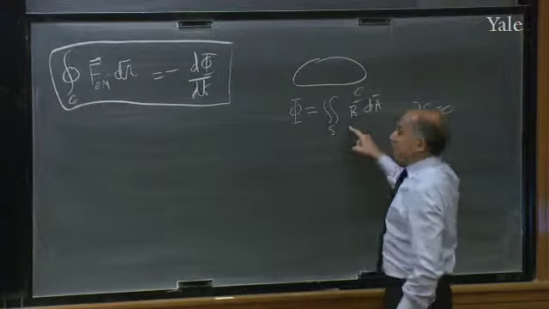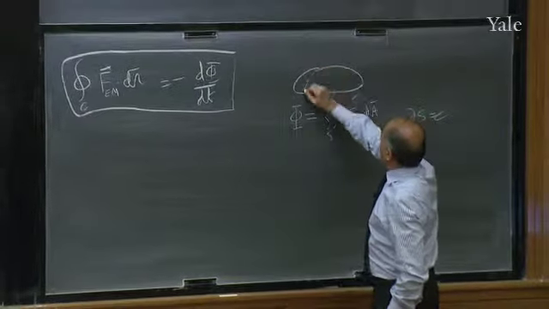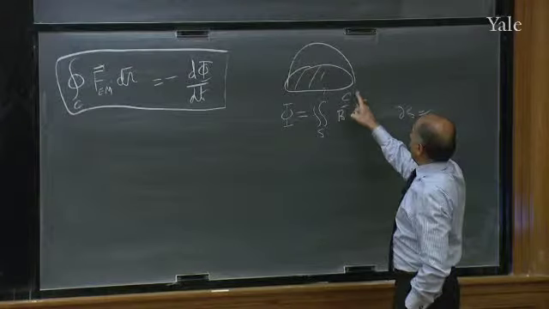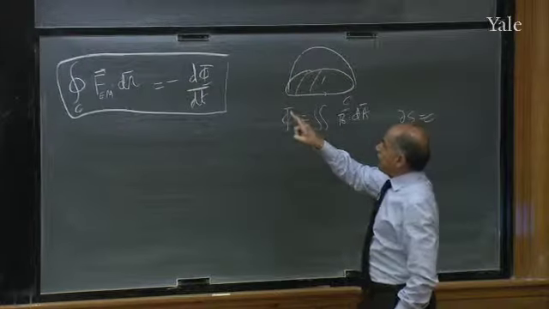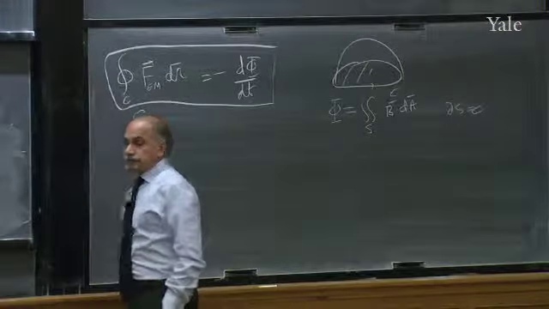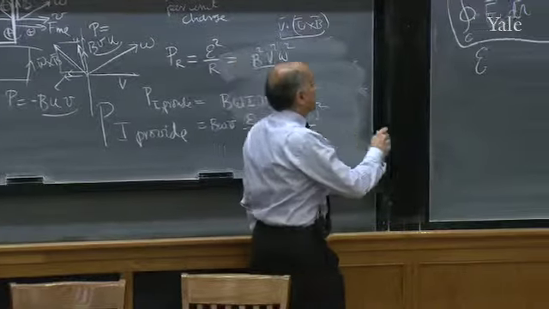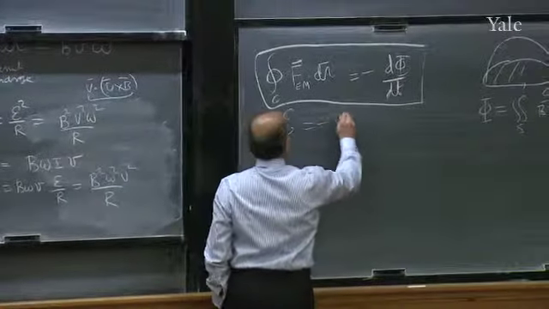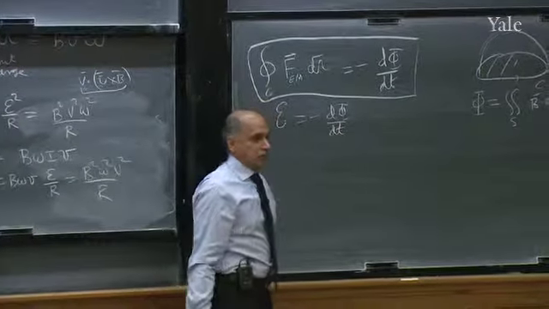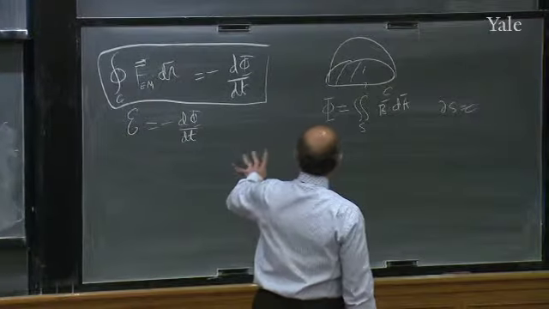So you know operationally how to calculate it. Take any surface you want, maybe a flat one or a bulging one, doesn't matter. Take the flux going through any surface with that as a boundary and find its rate of change, and that will be equal to the electromotive force. In fact, you just write the EMF equals minus d phi dt. So you know operationally how to find this thing, right?